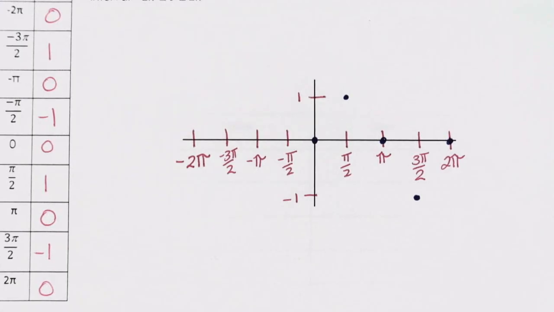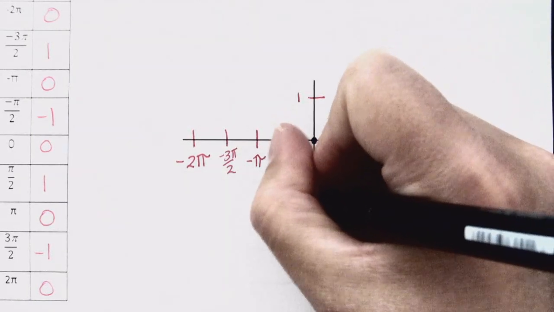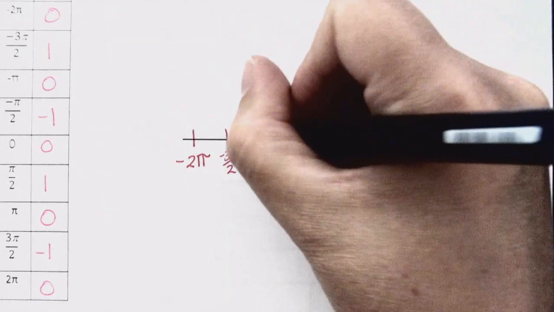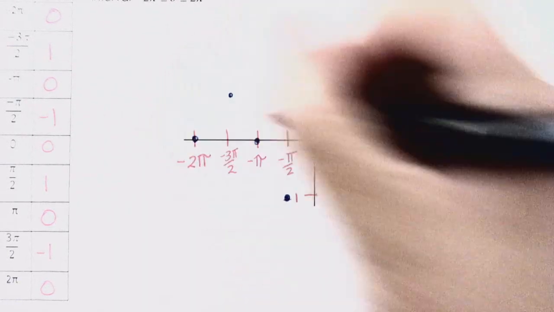Guys, I don't care what order you graph them in, but what I've noticed sometimes is when you don't do them in an order, you connect them in funky orders. And that's bad, oh bad. Negative pi over 2 is -1. 0, 1, 0.